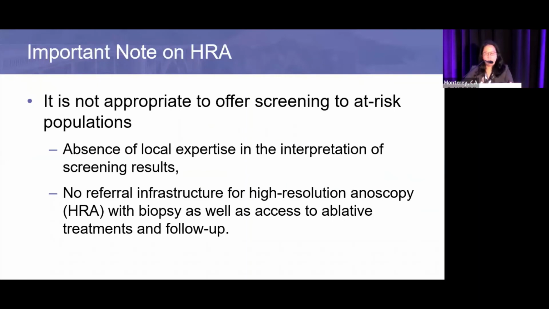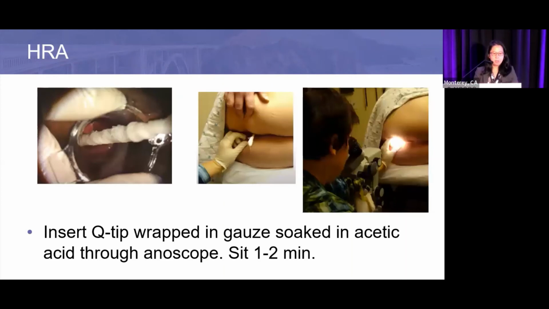And here's an important note on high resolution anoscopy. It is not appropriate to offer screening to an at-risk population if you don't have local expertise in interpretation of the screening results, and you don't have a referral infrastructure for HRA with biopsy, as well as access to ablative treatment and follow-up. So it's important that you know your local expert and what kind of support you may have.